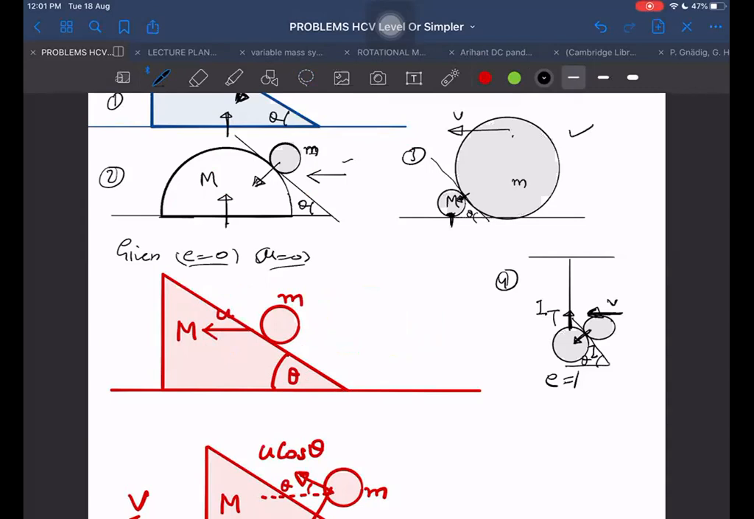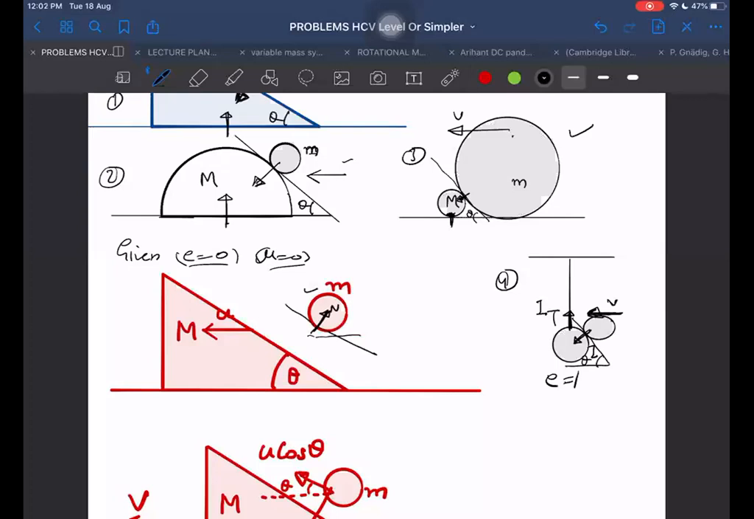Now you tell me, can we apply conservation of momentum on small m? Yes. In which direction can we apply conservation of momentum on small m? Not in the horizontal direction, because the impulse is actually on this side. Along the incline, sir. There is no force along the incline, so along the incline it will remain the same.